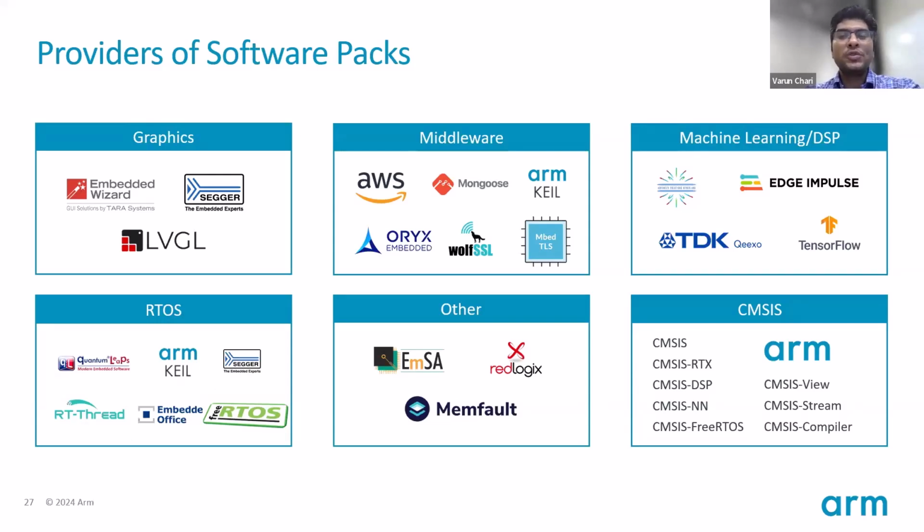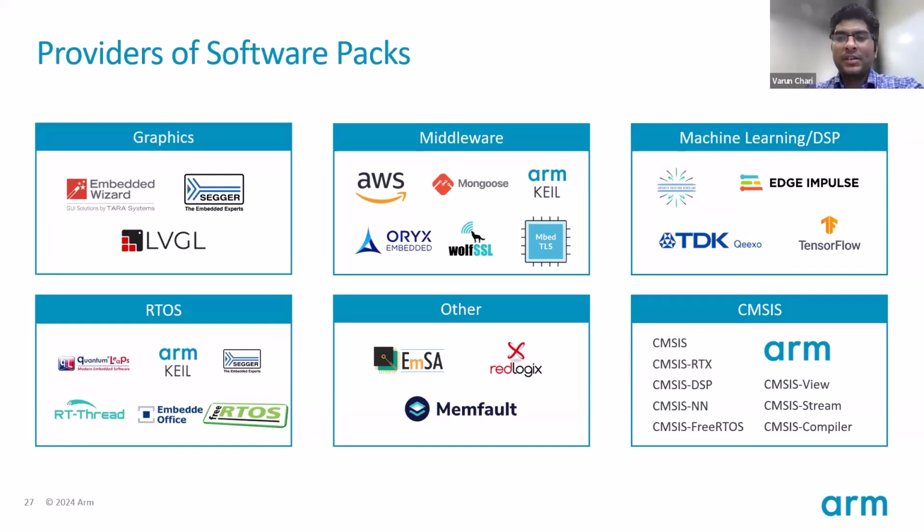Then there is also Mongoose, which provides a very lightweight web dashboard running on an embedded system. Then there are middlewares from Arm, Oryx. Then there are SSL security CMSIS packs from wolfSSL and Mbed TLS. There are a lot of machine learning and DSP packs from Edge Impulse, TensorFlow, and LiteRT Micro, which can be used for machine learning and would be very interesting for this particular audience. There are a lot of RTOSes, like I mentioned: Zephyr, Keil RTX, Mbed, FreeRTOS.